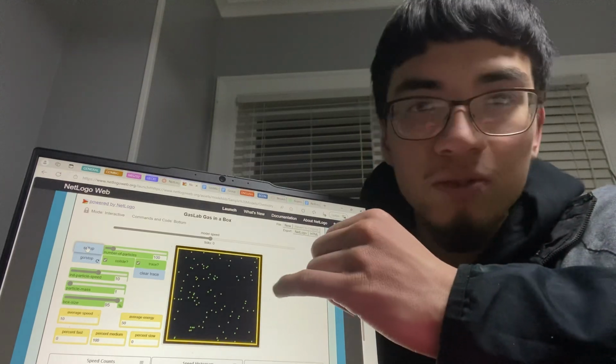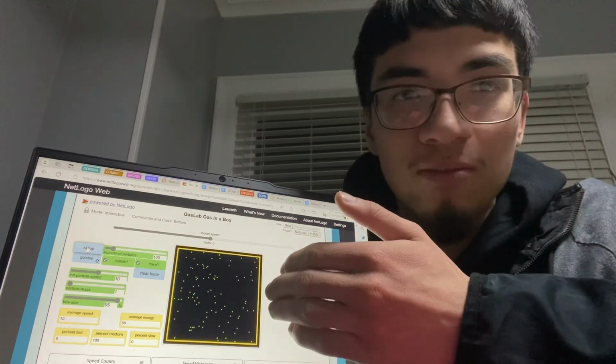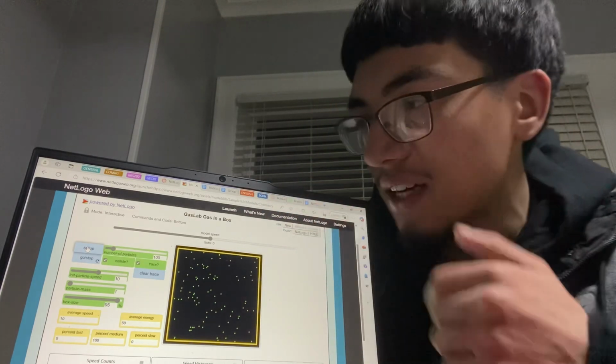There are three different particles. There are the green ones, which we can see right now, the red ones, which go fast. You can't see them right now. And the blue ones, which go slow. So it's slow, medium, and fast.